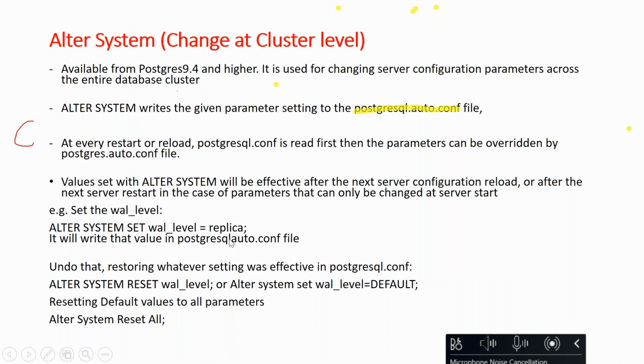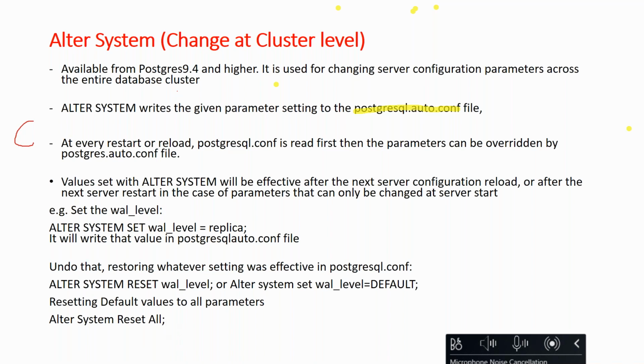Okay, so in this way you can do an alter system with other parameters like wal_level. Wal level means the redo log files. So you can make changes to the wal level, and you can make changes for other things too. There is a command for reset as well. Reset all means set everything back to the previous or default settings.